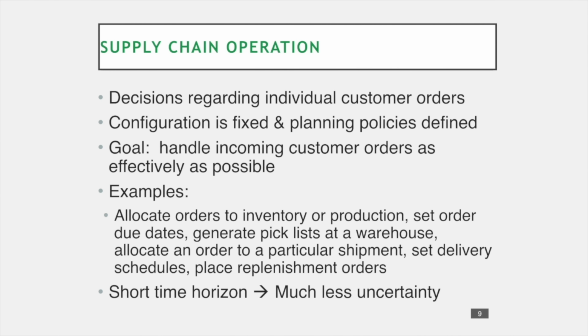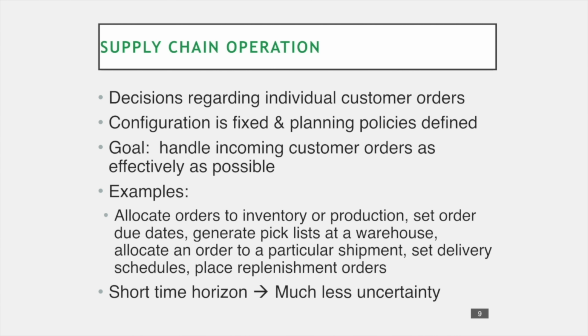Now, decisions at the operation level obviously work within the guidelines set by the planning stage, and these decisions involve individual customer orders. Note that configuration is already fixed and planning policies are already defined in the previous phases. So the goal here is to handle incoming customer orders as effectively as possible, and effectively here obviously means at low cost.